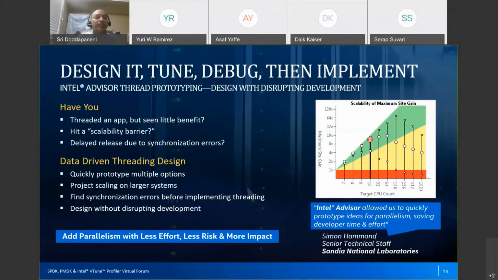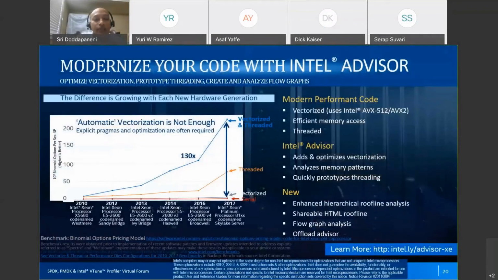So the Advisor, basically the concept with the Advisor is essentially you design it. By designing it, you model it, and then you can tune it. And when you model it, you can also model and say, so take for example, I think the next one I have is why modernize, basically.